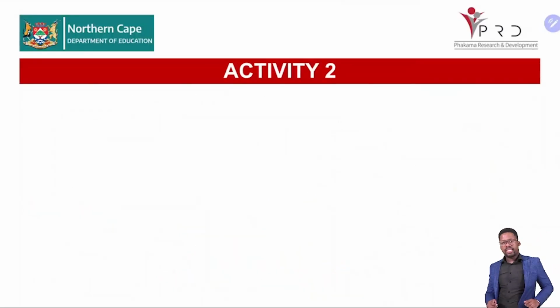Now, let's come to the second activity. We apply the same thing. For every resistor, we must know what is happening to current. We must know what is happening to potential difference.